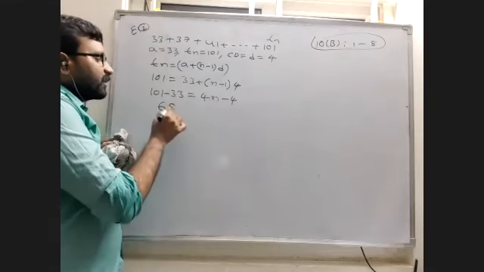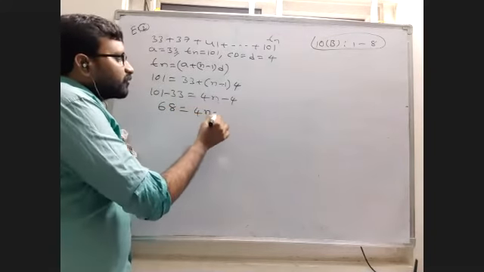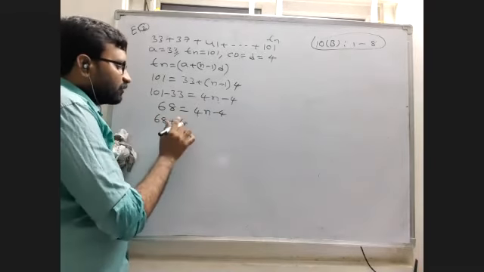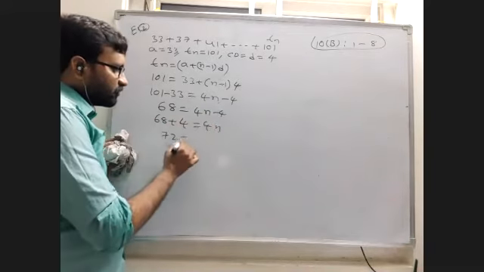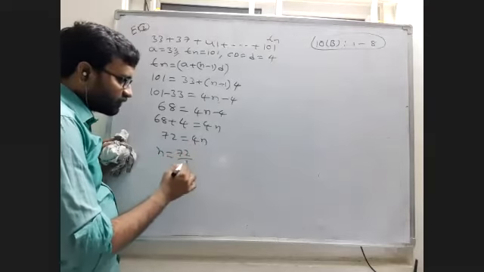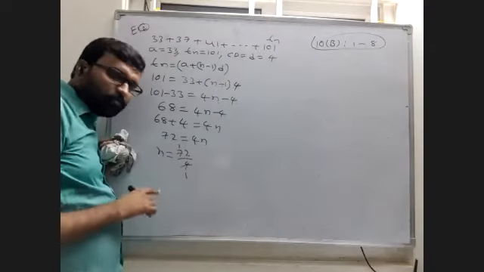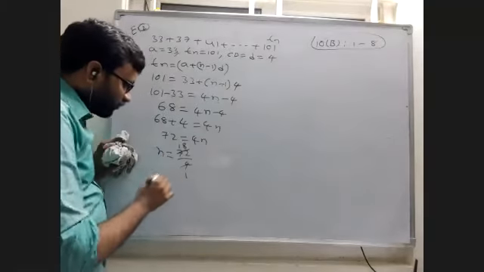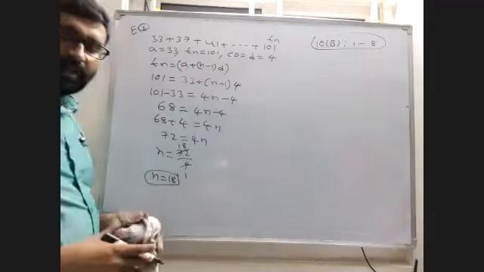So 68 is equal to 4n minus 4. I am taking minus 4 also to this side. That is 68 plus 4 is equal to 4n. 68 plus 4 is 72. 72 is equal to 4n. Now n is equal to what? 72 by 4. 4 times 1 is 4, 4 times 8 is 32. So n is equal to 18. So how many terms do we have here? 18.